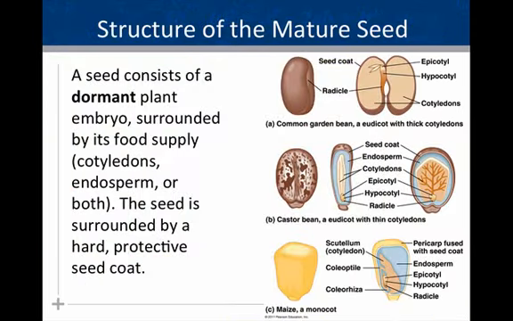So here let's look at the structure of a mature seed. You see a seed coat, you see other structures within that, basically associated with endosperm, the different parts of the embryo, your first seed leaf, your first root, that type of thing. A seed consists of a dormant plant embryo, surrounded by its food supply, the cotyledons, the endosperm, or both. The seed is surrounded by this hard protective seed coat.